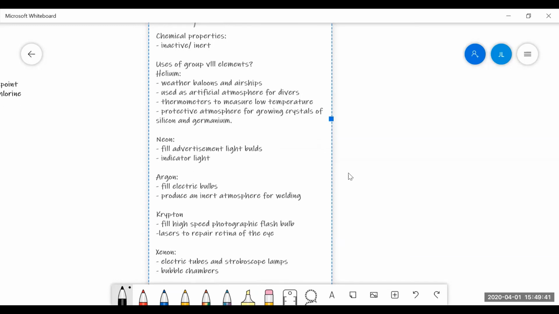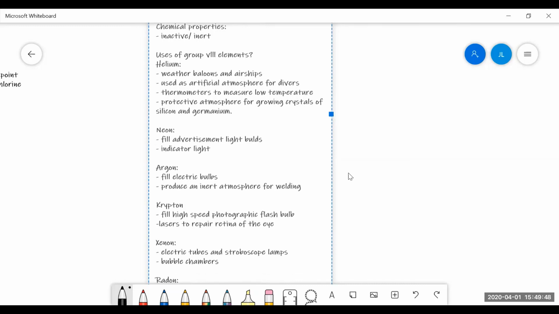Okay, last one, radon. Radon is radioactive, although it is chemically inert. It is radioactive, so it is used to treat cancer patients.